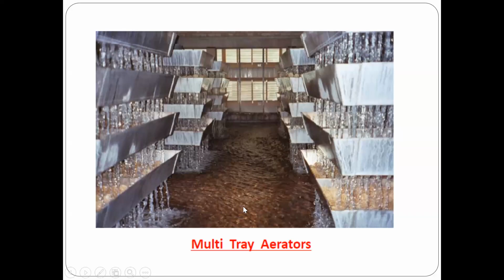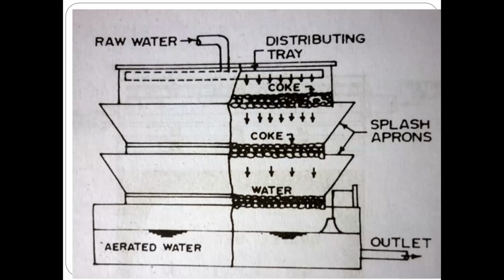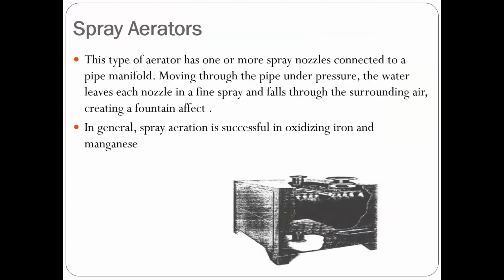This method gives better results in the removal of iron and manganese also, which is also seen in cascade aeration. I hope you are getting it. This is the actual image or picture of a multi-tray aerator, and this is the cross section diagram of the multi-tray aerator. It is also called trickling beds, the trickling bed method or multiple tray method. These are the same. Next, spray aerators.